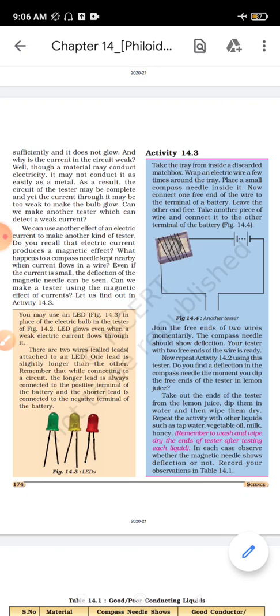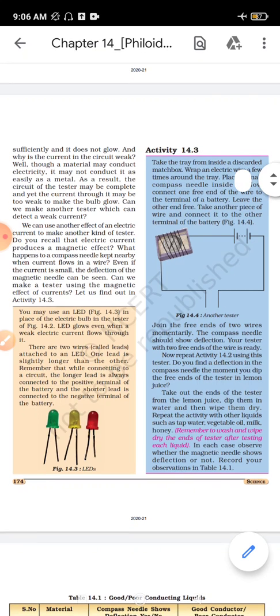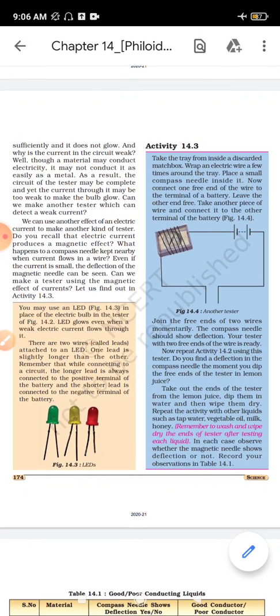If we place the compass near the wire through which the electric current is flowing, we will see the magnetic needle show deflection. That means the flowing electric current produces a magnetic effect, which we can observe from the deflection of the needle. So we will build a circuit with the help of the compass, and we will test different materials.